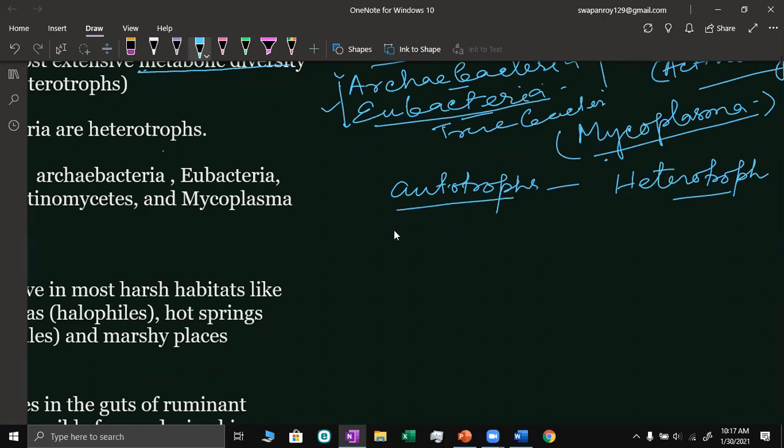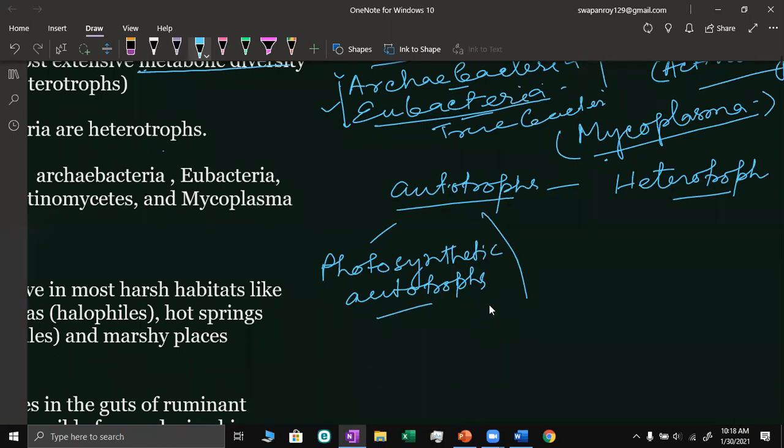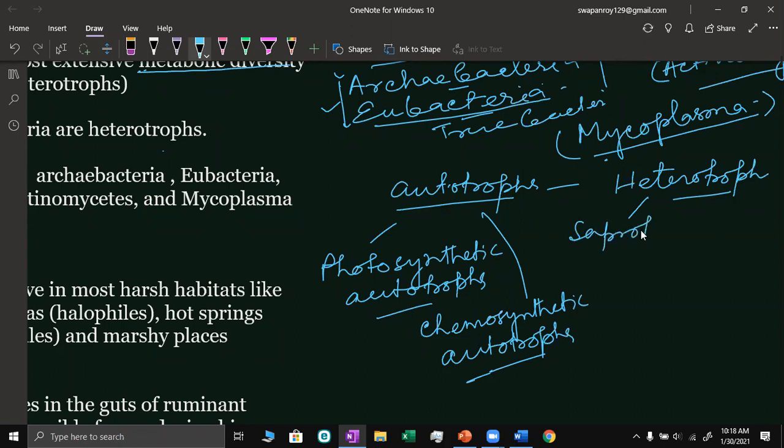But not only in the autotrophs, there are photosynthetic autotrophs, and also another word is chemosynthetic autotroph. In the heterotroph, there is saprotroph, there is parasite, and also in this group there is another type of nutrition, that is called the symbiont.